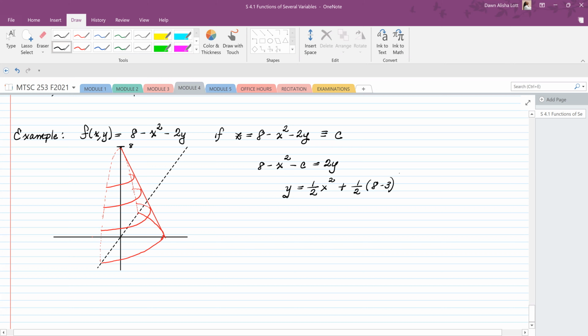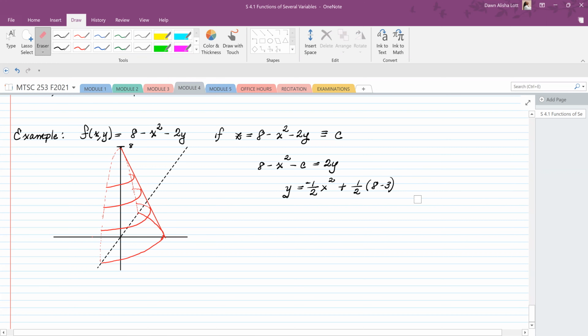No, you don't. If z is a constant, oh, that's why. Okay, this is supposed to be minus x squared. Now I see it. Okay, so if z is a constant, you get upside-down parabolas.